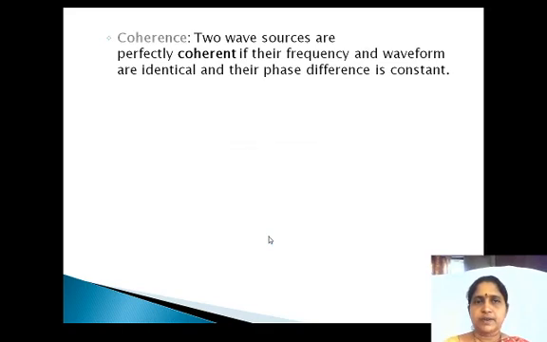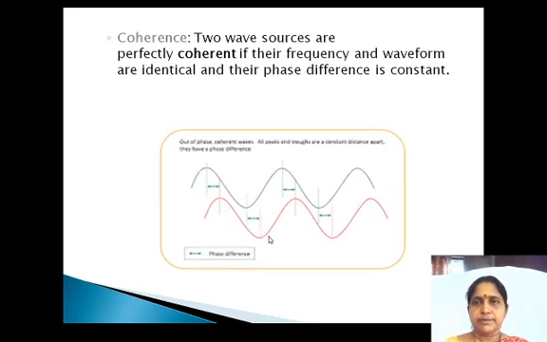Coherence. If two waves have the same frequency, same wavelength, and a fixed, constant phase difference, then we say they are in coherence. Coherence means having the same frequency, wavelength, amplitude, and a constant phase difference between the two waves.